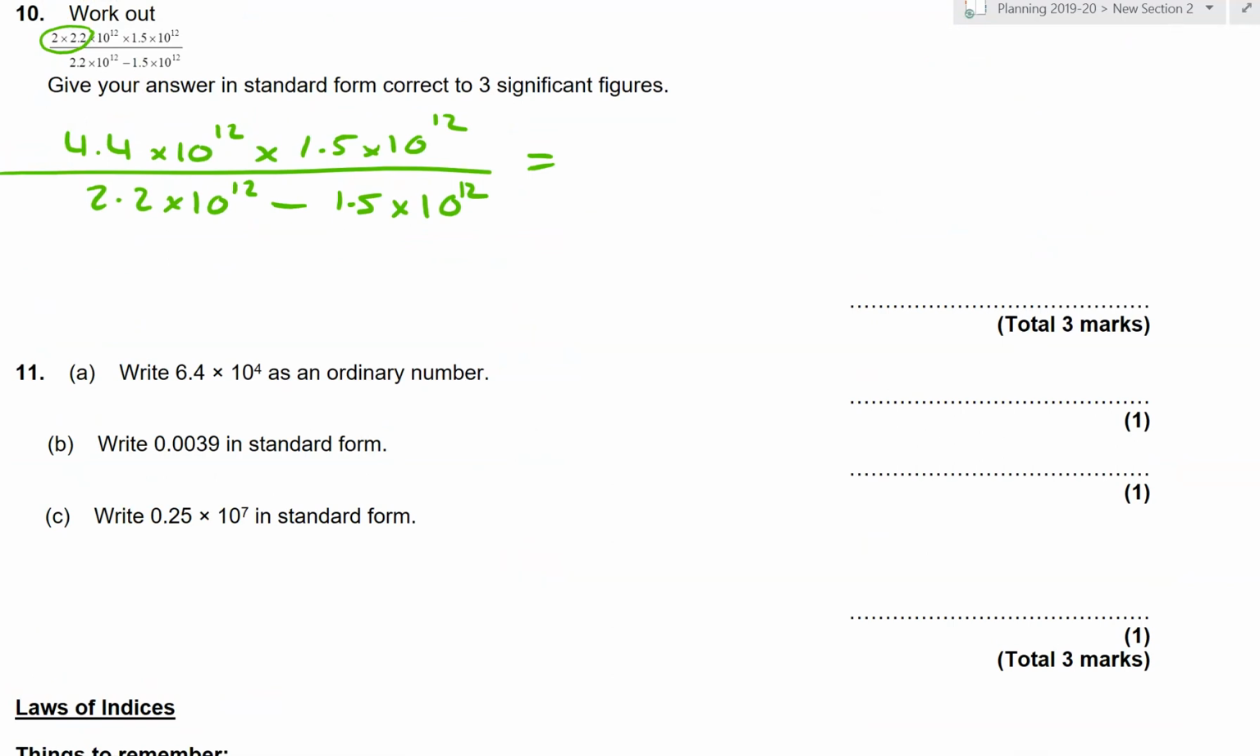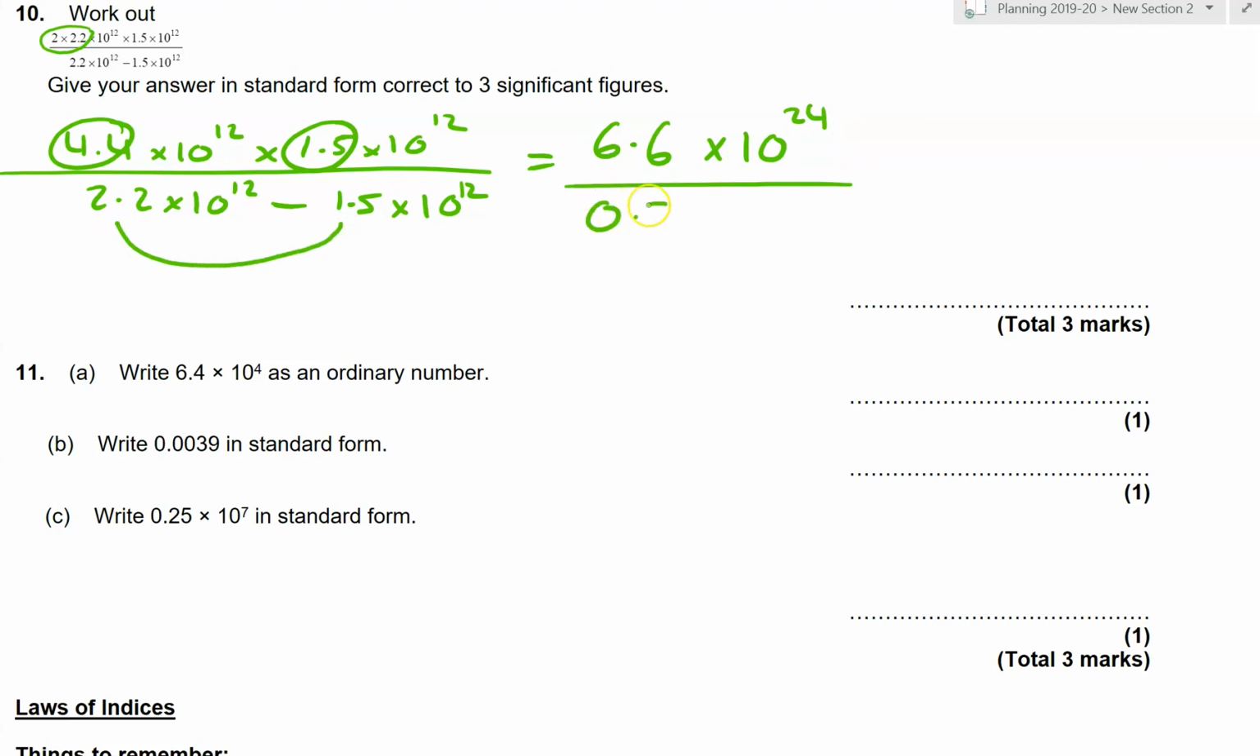So I'm going to work out the top. I'm going to do 4.4 times 1.5, that's 6.6. And 10 to the 12 times 10 to the 12 is 10 to the 24. And then 2.2 minus 1.5 is 0.7. Times 10 to the 12. It's not going to be to the 24 or to the 0 or anything like that, because the rules don't apply for adding and subtracting.